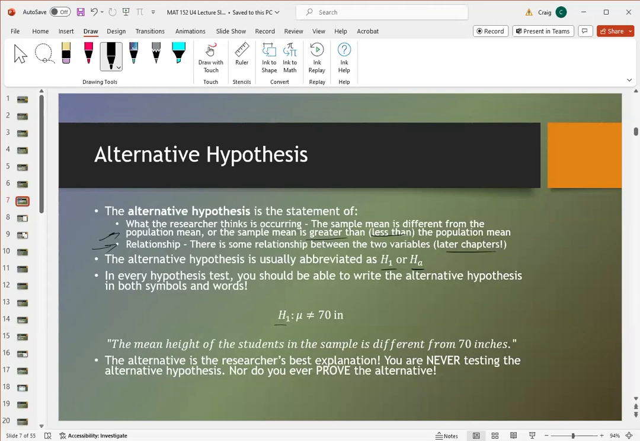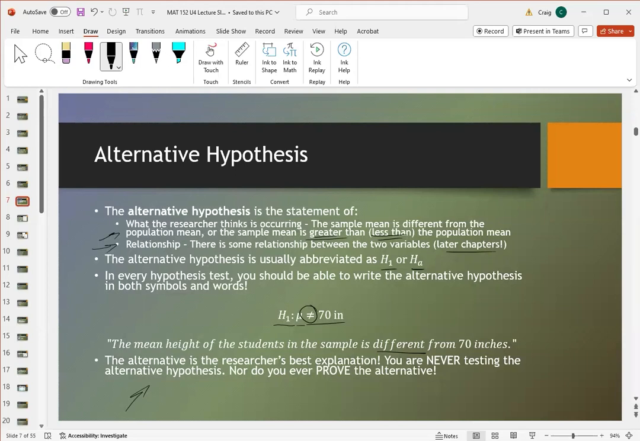In this case, the alternative with the colon, the mean height of the students in the sample is different from, the not equal to means different from, 70 inches. It can be greater than or less than, and we'll see some of that in just a second. The alternative is the researcher's best explanation for what's happening.